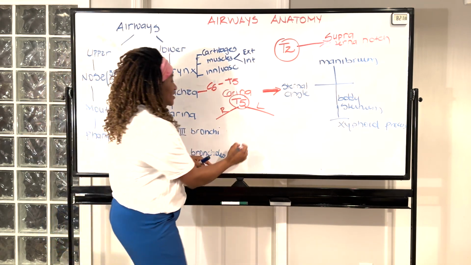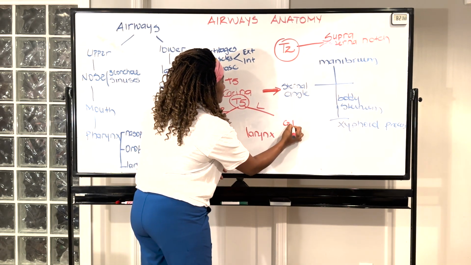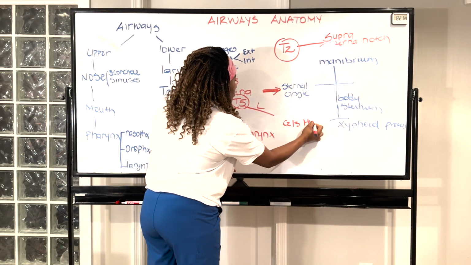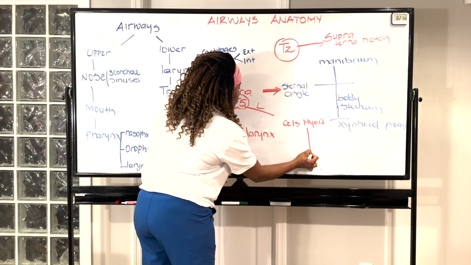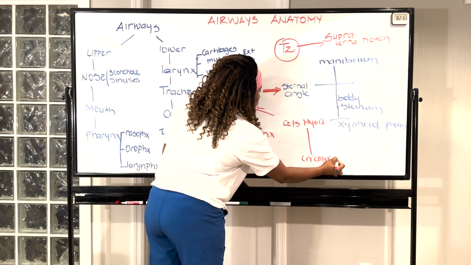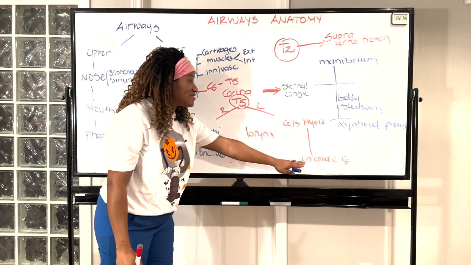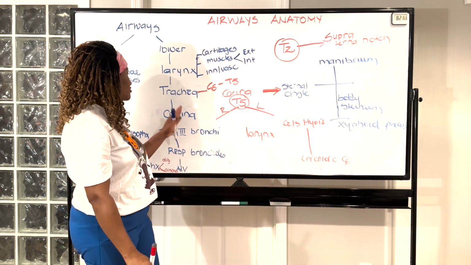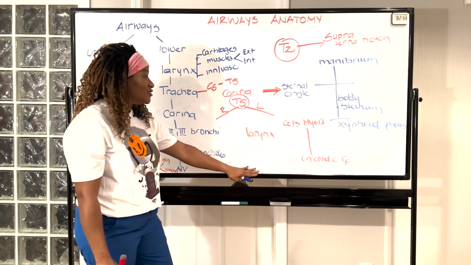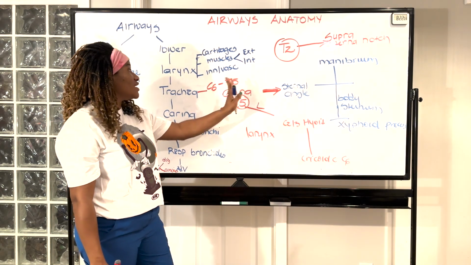Remember, we say that the larynx goes from C2, C3, which is your hyoid bone, to your cricoid cartilage, which is C6. And this is where your larynx ends. When your larynx ends at C6, that's where your trachea starts. Your trachea starts at C6 and goes until T5.